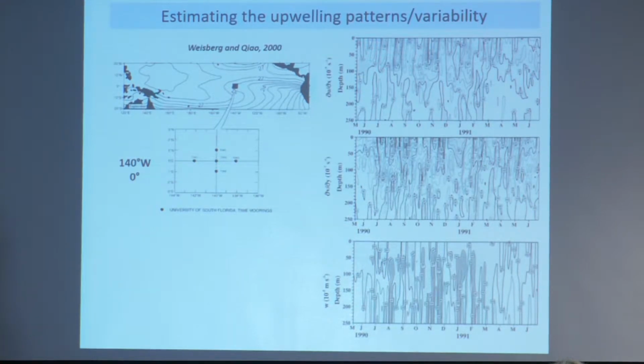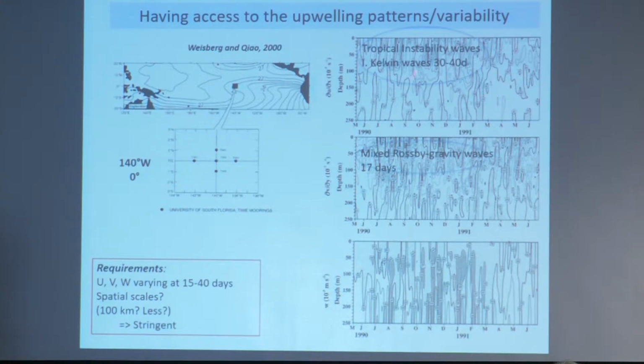So there was, in the early 90s, an attempt to estimate here in the Central Pacific the variability of the upwelling with 5 moorings deployed at 1 degree around the equator. And from these 5 moorings, the authors estimated the variability as a function of time of the zonal divergence, of the meridional divergence, and thus of the upwelling.